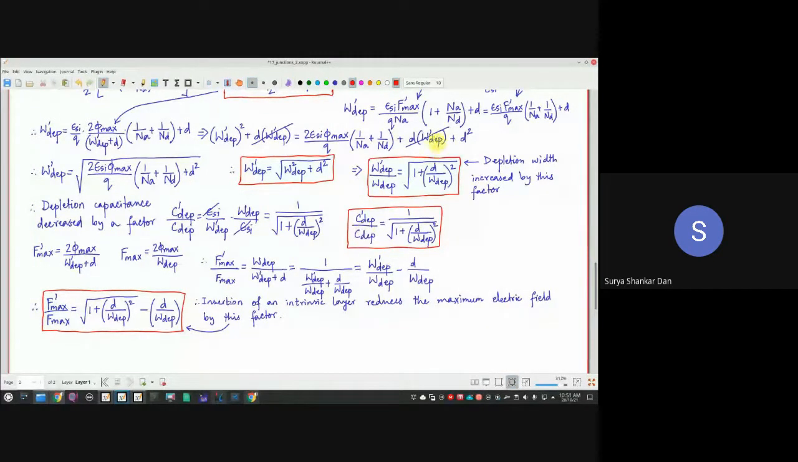However, let us now check it. If D increases, this whole factor increases. So basically W dep increases.